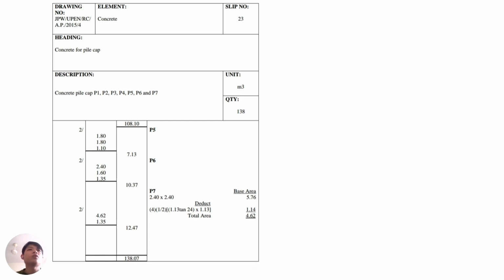And the total value for P1 until P7 would be 138.07, and the quantity will be 138 meters cubed.